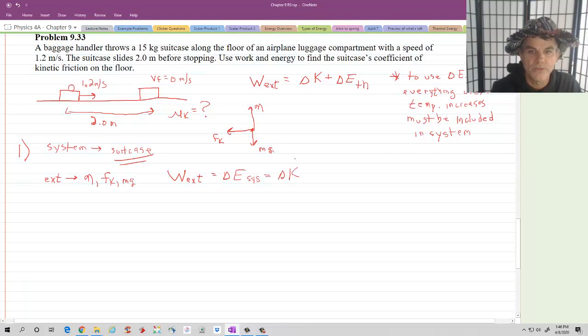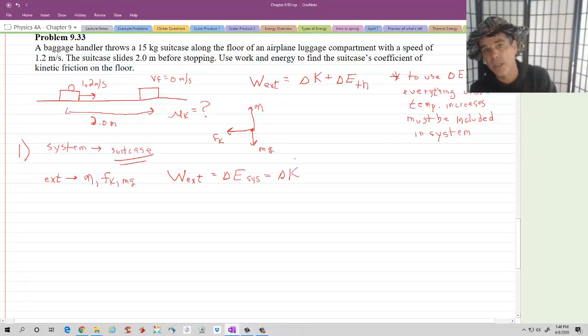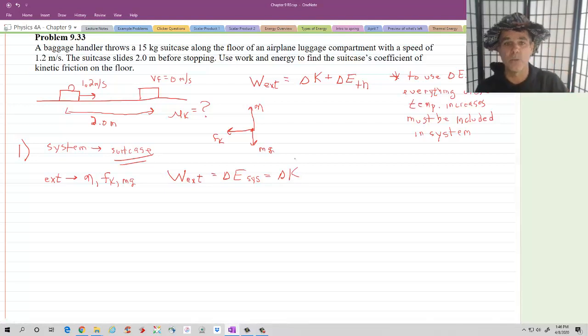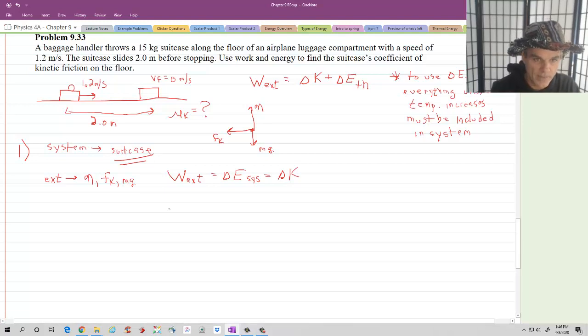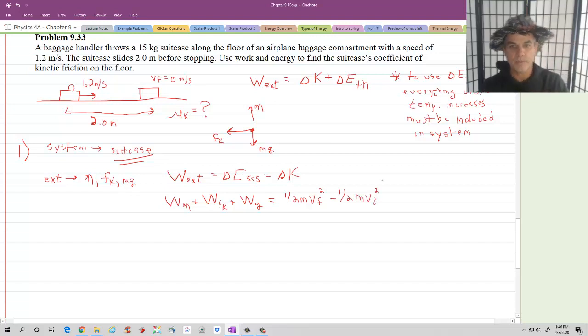I'm only considering the change in kinetic energy because the floor is not part of the system and it also heats up. So what I have is the work done by the normal force plus the work done by kinetic friction plus the work done by gravity equals 1/2 m v final squared minus 1/2 m v initial squared.